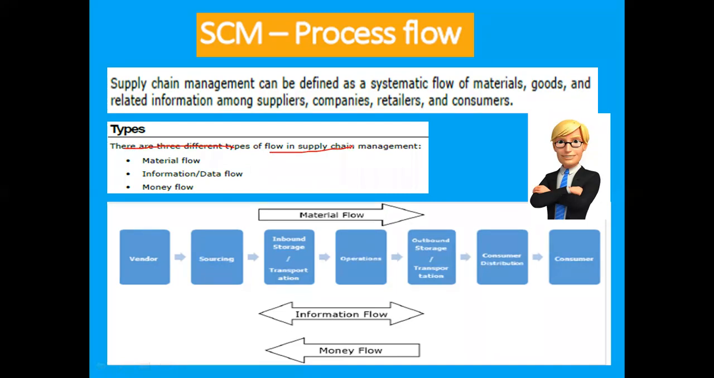One is material flow, one is information flow, and one is money flow. So the 3 different types are: material flow, how the material is flowing inside the factory and outside the factory; next, information or data flow, how the information is passing and showing; third one is money flow. So these are the 3 different types of supply chain management process flow. First one is material flow.